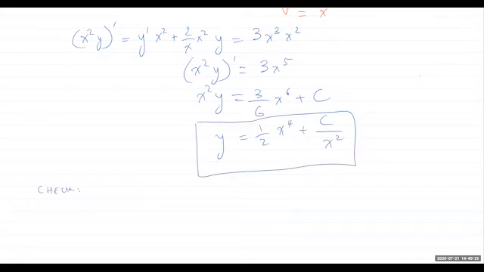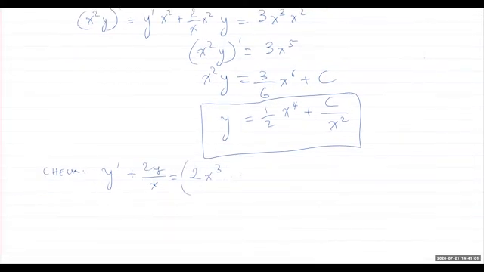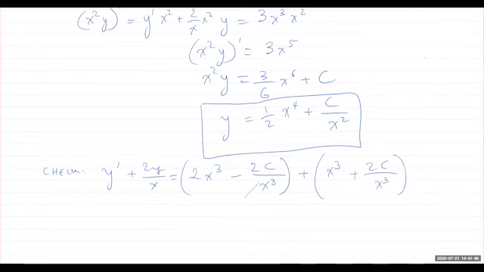All right, let's check the answer. Let's plug it into the original differential equation to see if it works. Okay, y prime, the derivative of y. So I take the derivative of y plus 2 over x times y. So I'm going to distribute the 2 over x. Okay, cancel, cancel. It is 3x cubed, so it does solve the given equation.